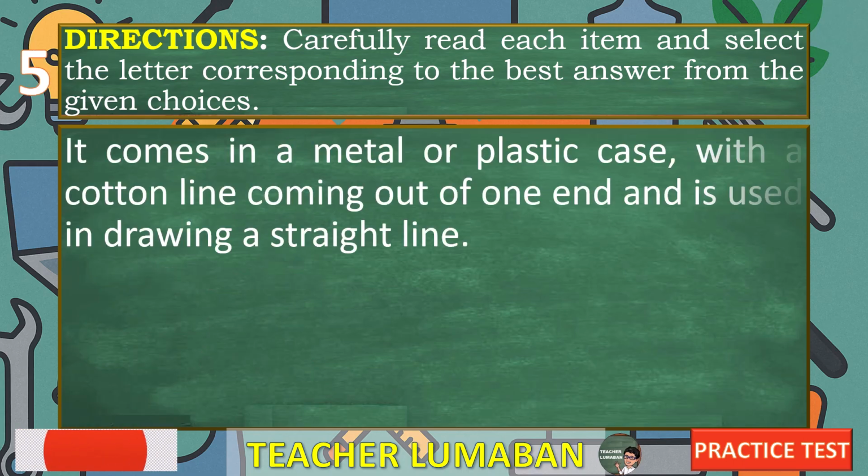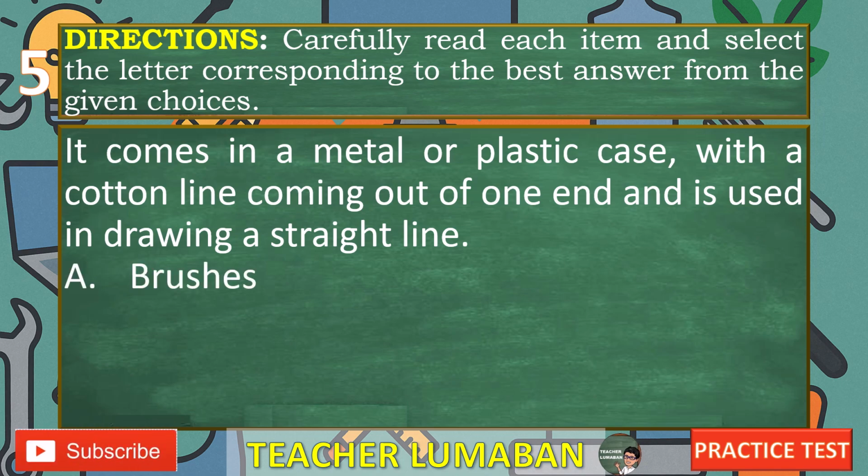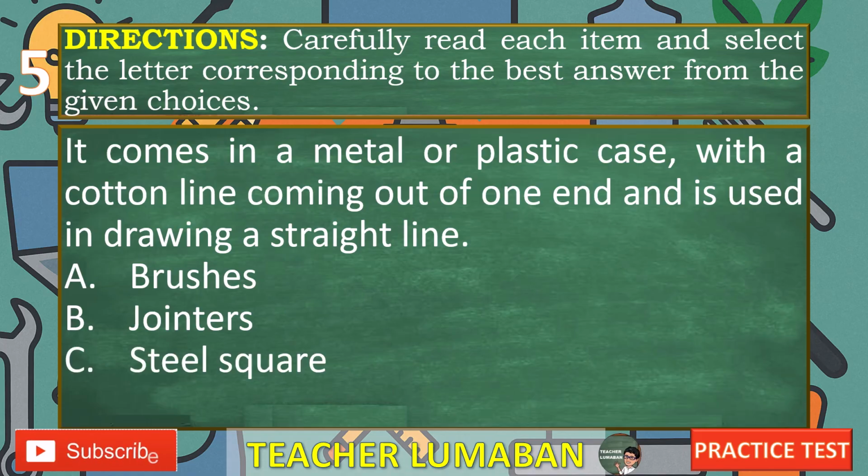It comes in a metal or plastic case, with a cotton line coming out of one end and is used in drawing a straight line. A. Brushes. B. Jointers. C. Steel square. D. Chalk line.